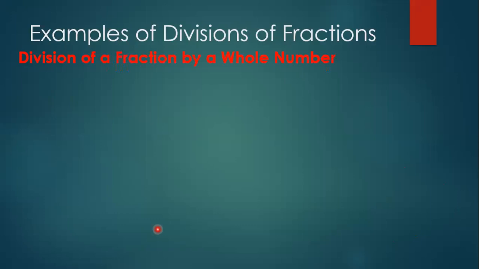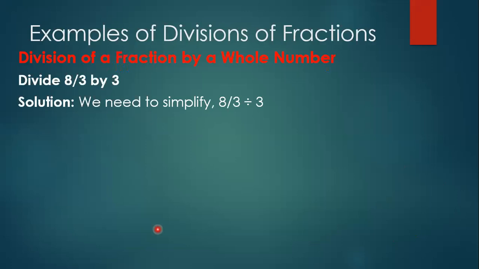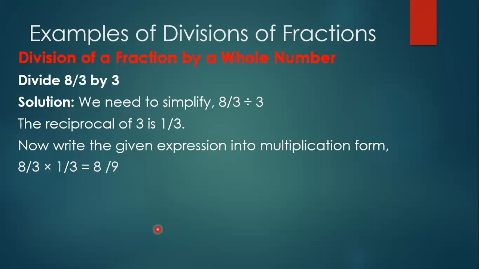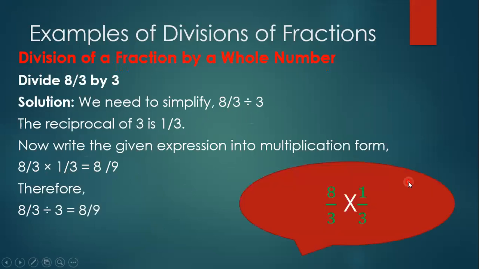Suppose you have to divide a fraction by a whole number. How does it really matter? 3 can be written as 3 by 1. So what will we do? We will leave 8 by 3 as it is. Division gets changed into multiplication. The reciprocal of 3 would be 1 by 3. How do we multiply? See here. Don't cancel this 3 and 3, children, because they both are on the same side. They both are in the denominators. So we are not supposed to cancel 3 along with 3. Nothing can be cancelled out. So 8 multiplied by 1 gives us 8 and 3 multiplied by 3 gives us 9.